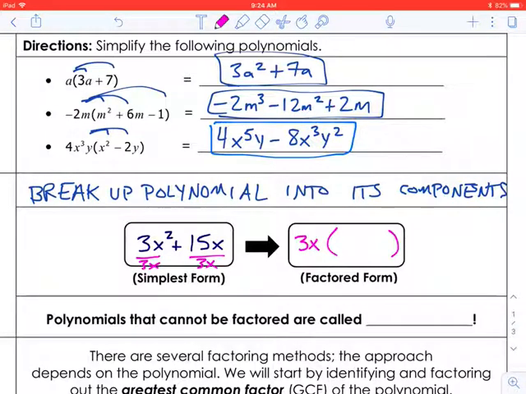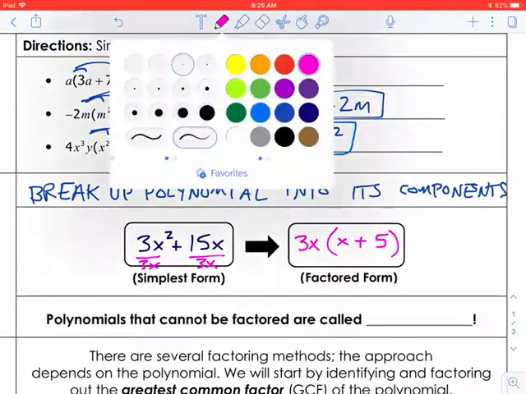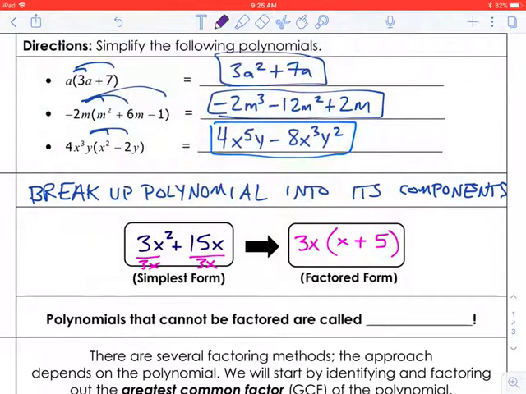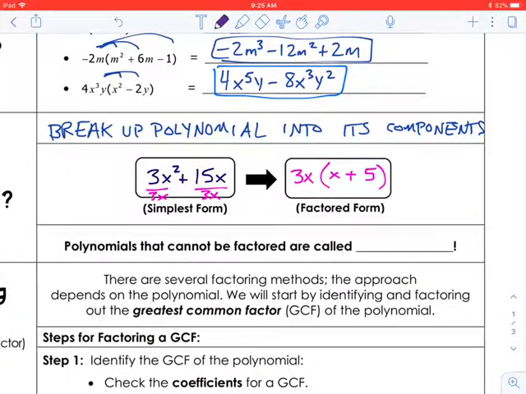Now I have 3 divided by 3 is 1. And then 1x left. x squared over x, 2 minus 1. And then 15 divided by 3 is 5. x divided by x cancels. So it's just there. And that's factored form. Okay? So whatever you can take out of the parentheses, and then the parentheses that is left over. Okay? And then any polynomials that cannot be factored are called prime.